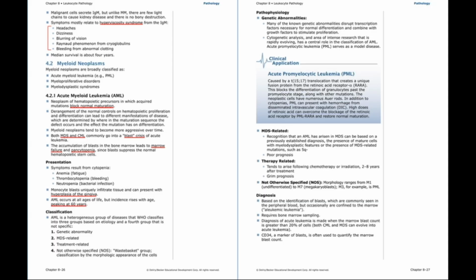So how do we classify our acute myeloid leukemias? The current classification breaks the groups into 3 groups based on etiology. So these are our known genetic abnormality, related to myelodysplastic syndrome, or related to treatment from other causes, or a 4th group that's nonspecific and tends to be a morphologic classification. In general, however, for the purposes of the exam, there's really only one leukemia that needs to be known. It's going to be the model disease for this entire group, acute promyelocytic leukemia.